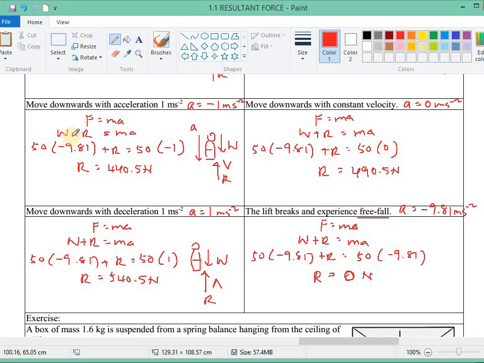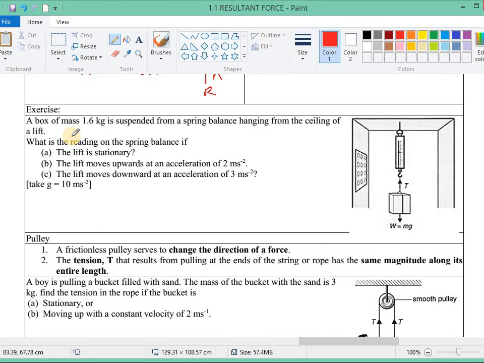Okay, so try this exercise. You see the question asks you to find out what is the reading. So the reading, I explain a bit. This reading is due to this spring balance showing a reading because there is a force pulling downward. So you see here there is a tension T. You see this T is going upward because this tension T going upward is from the perspective of the weight.